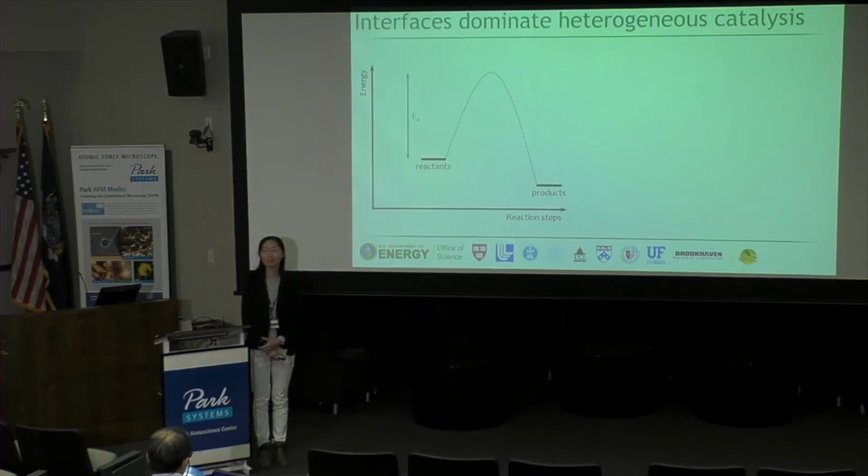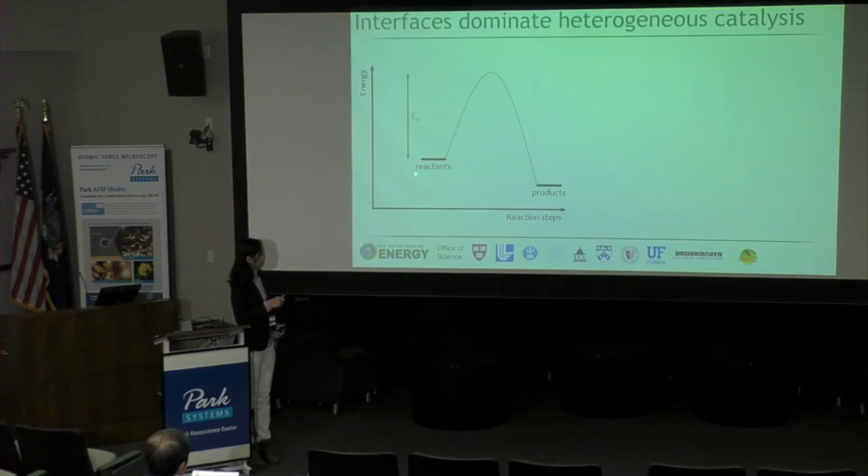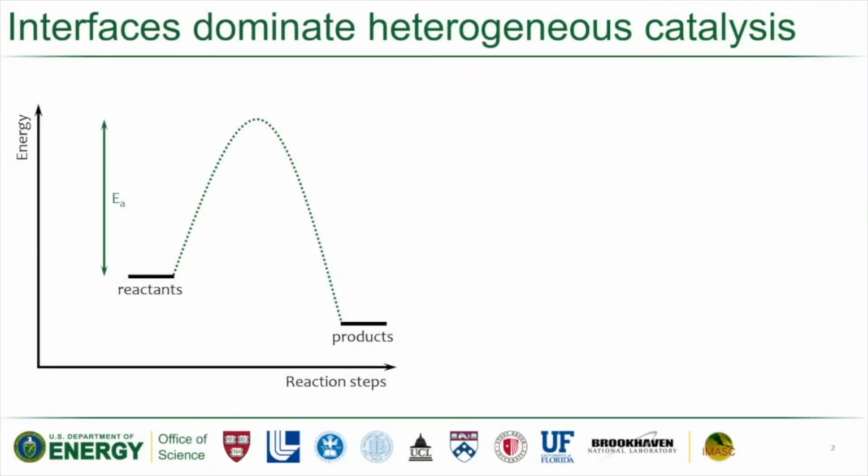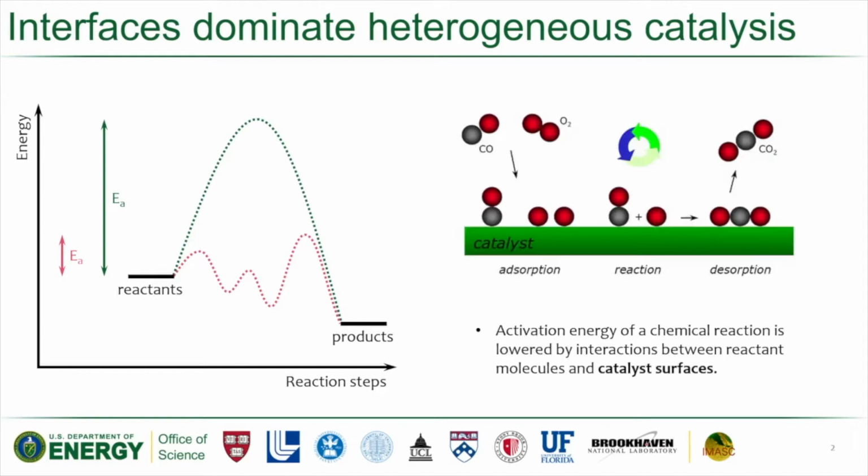Let me give a brief review of what catalysts mean. In a reaction, the reactants need to go over an energy barrier in order to form products. But with a catalyst, it can lower the reaction barrier, so the reaction can occur more efficiently and faster. In heterogeneous catalysis, that happens through interaction between molecules and the substrate. They adsorb, diffuse, interact, form products, and leave.